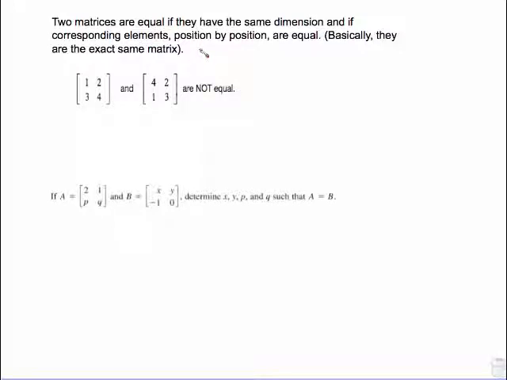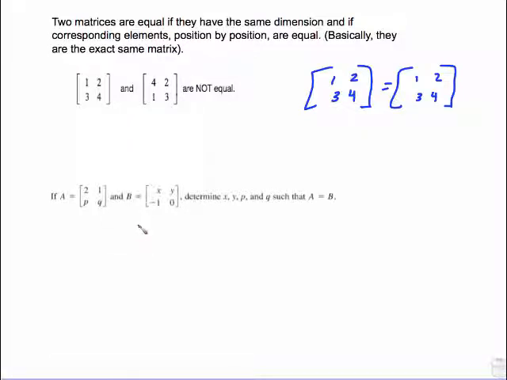Another important fact about matrices that is pretty intuitive is that 2 matrices are equal if they have the same dimension and if the corresponding elements, position by position, are equal. Basically, they are the exact same matrix. So the matrix 1, 2, 3, 4 is equal to the matrix 1, 2, 3, 4. That's the only way you can say the 2 matrices are equal: if they've got the exact same elements in the exact same position. So 1, 2, 3, 4 is not equal to 4, 2, 1, 3. They are the same dimensions, but they are not equal.